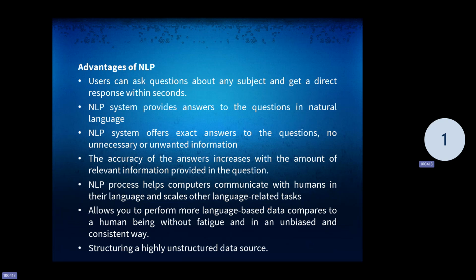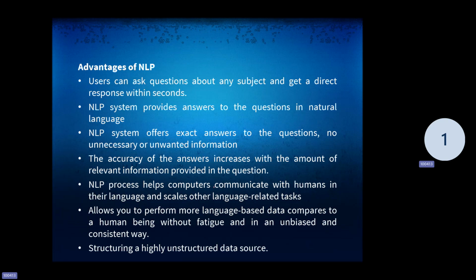If you just type "NLP", it gives whatever it finds with the word NLP. But when you give an exact question, like "What is NLP?", it shows only the introduction. It can find the definition of NLP. The accuracy of the answer increases with the amount of relevant information provided in the question.